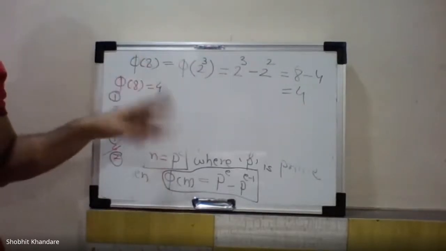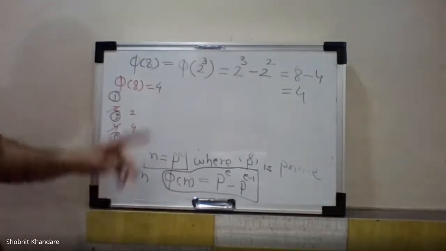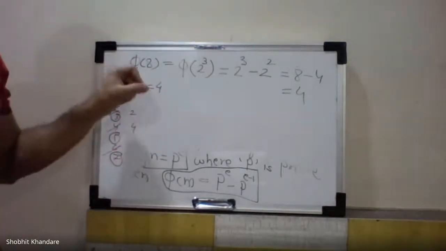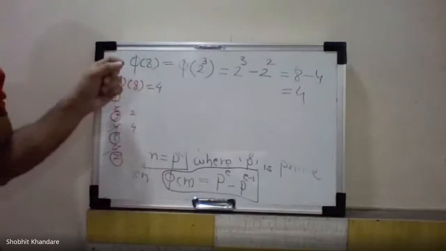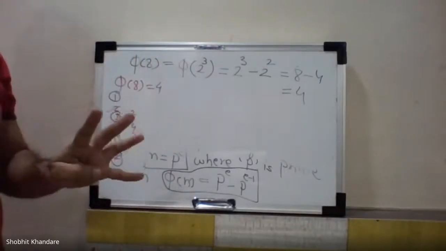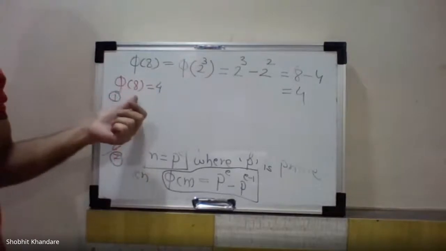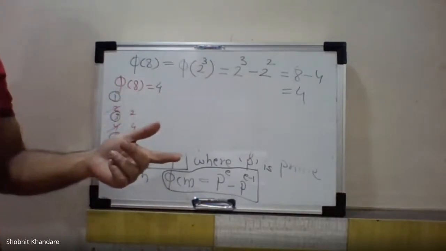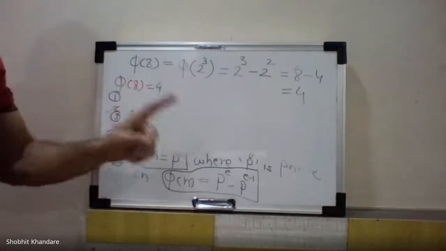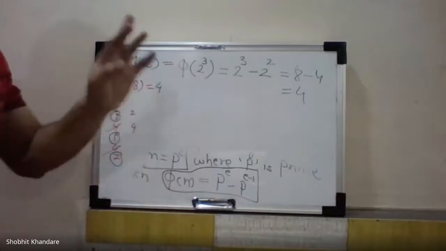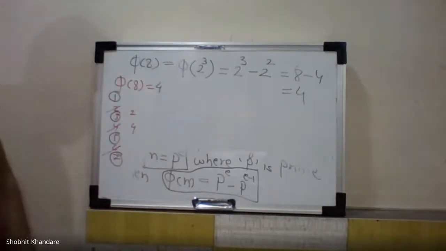Okay, so when you write phi of 8 is equal to 4, it means that the numbers relatively prime with 8 are 1, 3, 5, 7 and the count is 4. That is the meaning of phi of 8. And 1, 3, 5, 7 means, as I explained, the GCD of 8 and 1 is 1, the GCD of 3 and 8 is 1, the GCD of 5 and 8 is 1, the GCD of 7 and 8 is 1. That is the meaning of this.